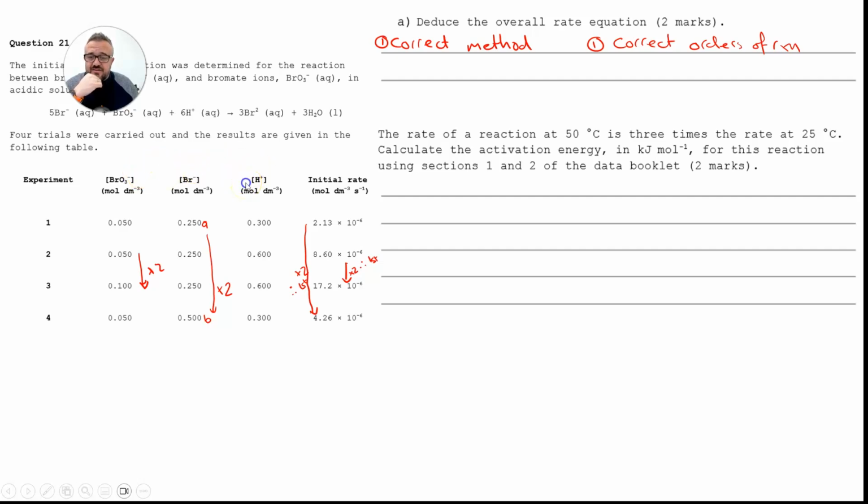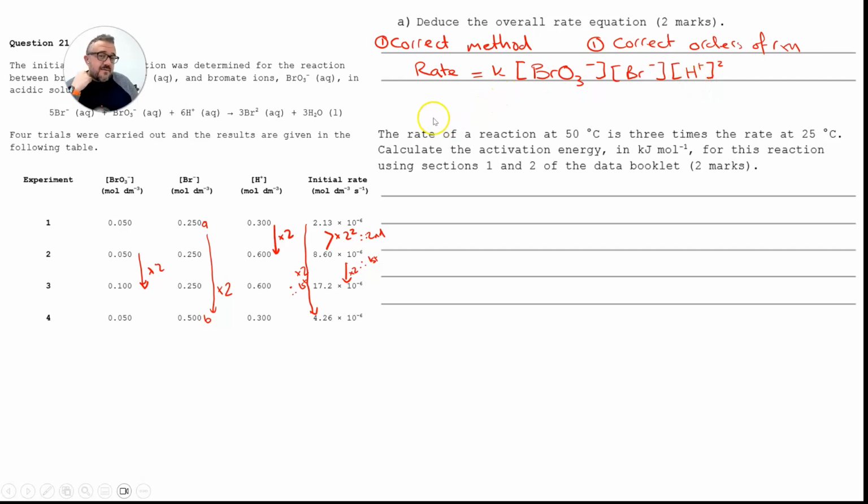Let's have a look at the hydrogen ions. So here we double, okay, but here the rate doesn't double. It's multiplied by 4, which is 2 squared. So this is multiplied by 2 to the power of 1, which is 2. Here it's multiplied by 2 to the power of 2 to get your initial rate change. Okay, that makes it second order. So rate equals k, got to have that k, [BrO3-][Br-][H+]^2. So that's our rate equation.